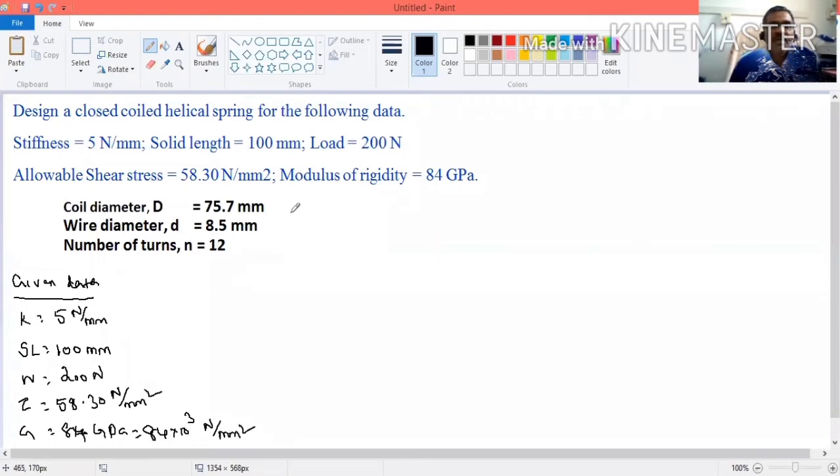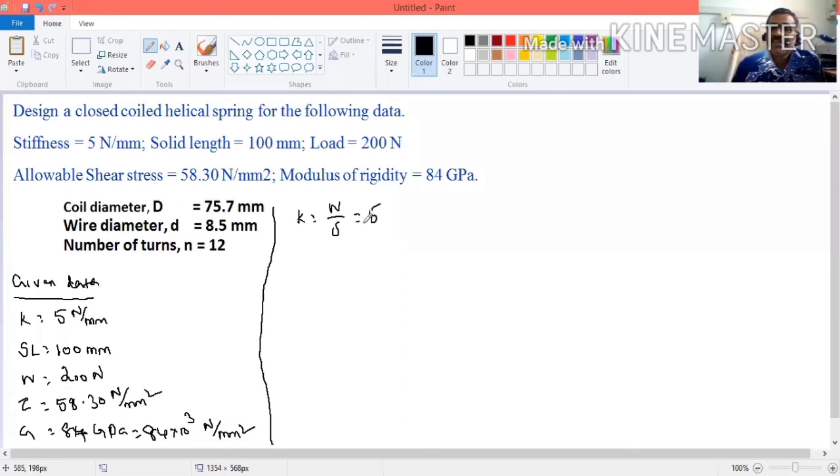Now, our objective is to find the small d, capital D, and number of coils in the spring. So that is design. So now, what is stiffness? K is equal to W by del, that is equal to 5.